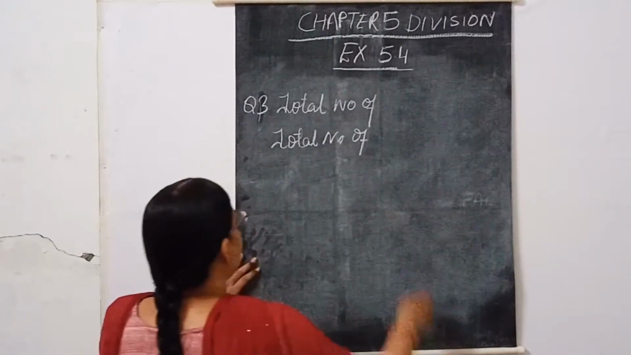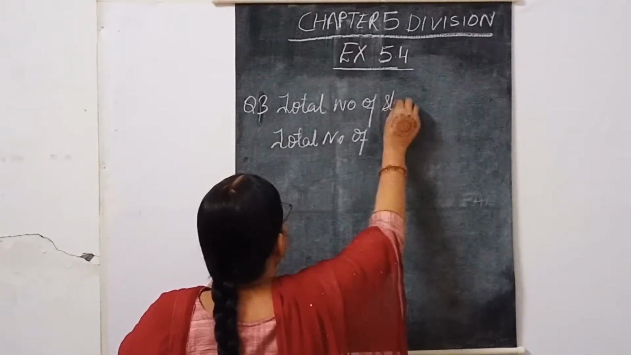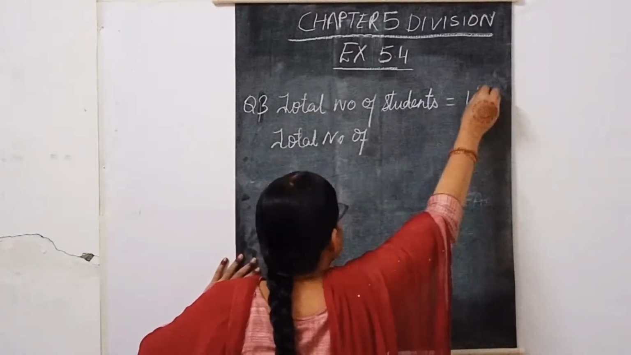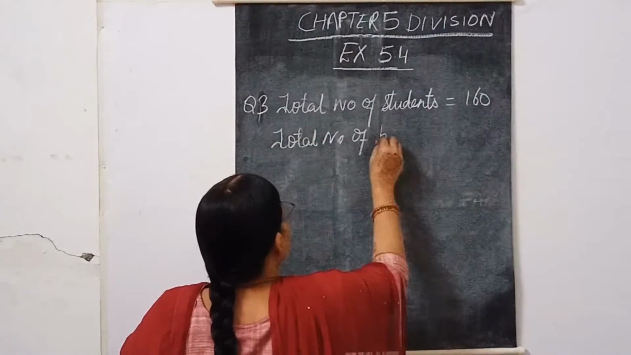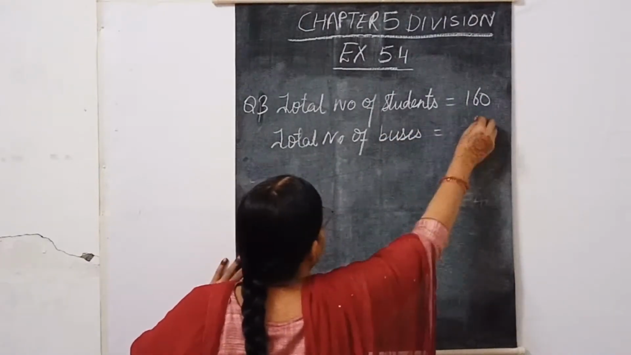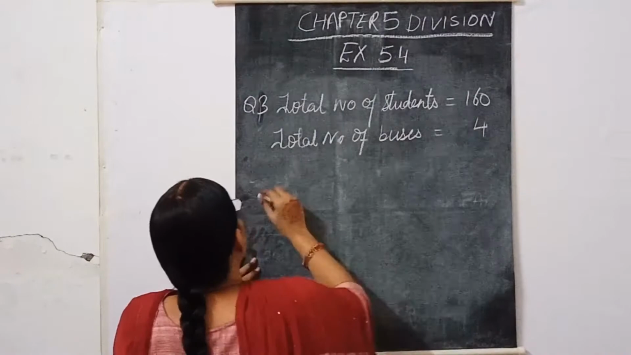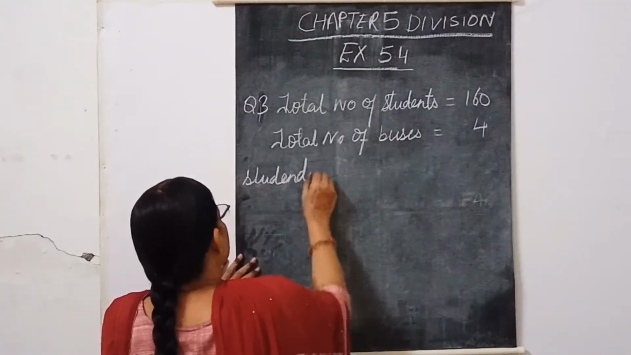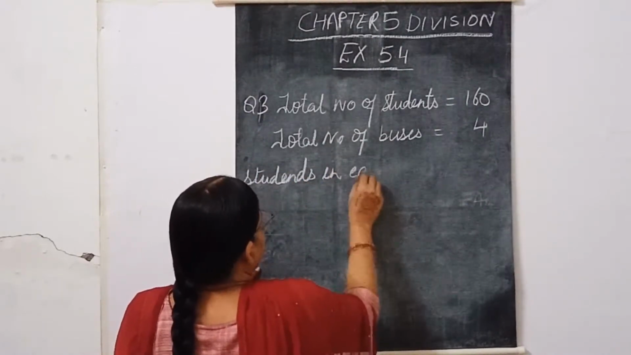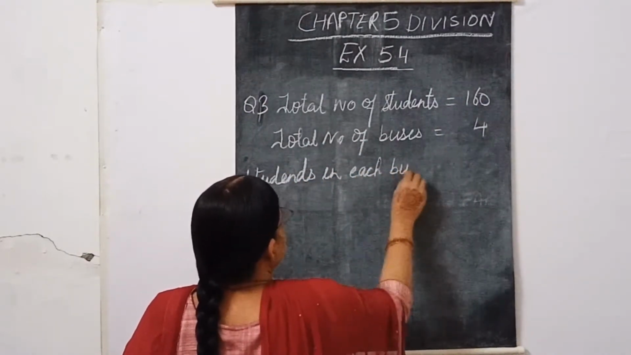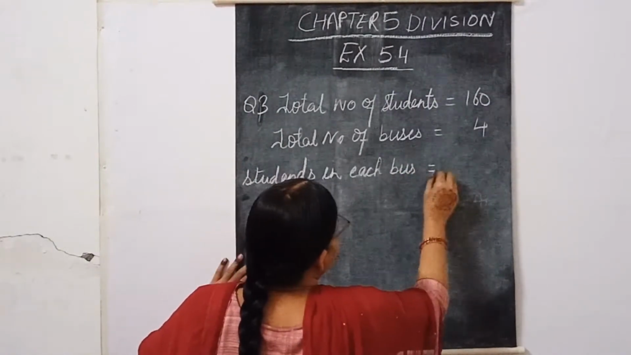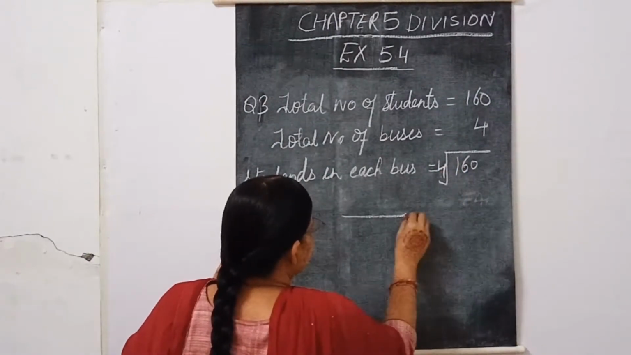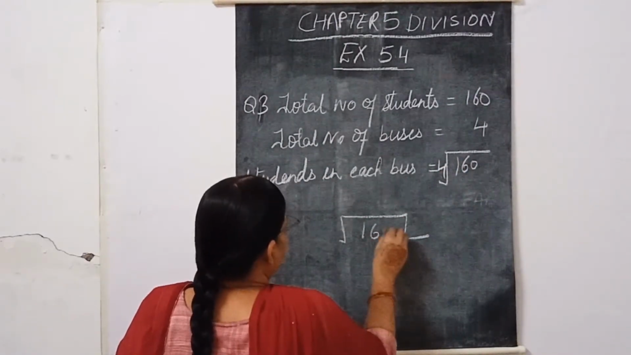Now see, first you write total number of students. That is 160. Total number of buses, that is 4. Okay. So students in each bus. How many students will sit in each bus? That you will find out by dividing 160 by 4. So here we will divide 160 by 4.